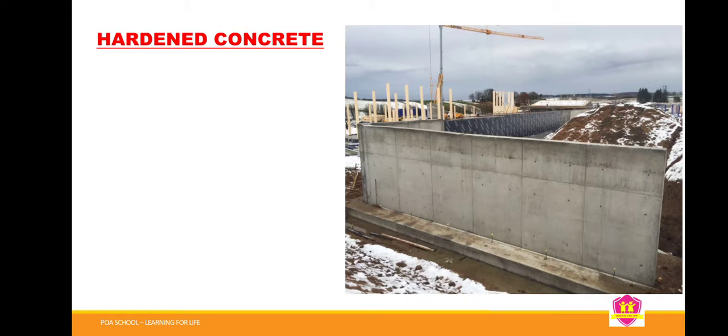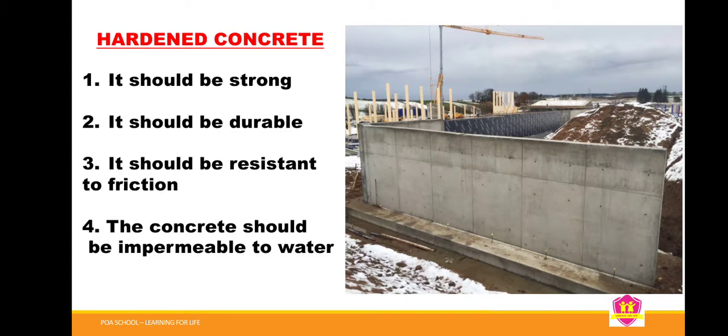When concrete is hard, some of its properties include: 1. It should be strong. It should be durable. It should be able to resist friction. And at the same time, the concrete should be impermeable to water. When we say concrete should be impermeable to water, it means that it shouldn't allow water to easily pass through it. It should be able to resist water. So that is what we mean by impermeable to water.